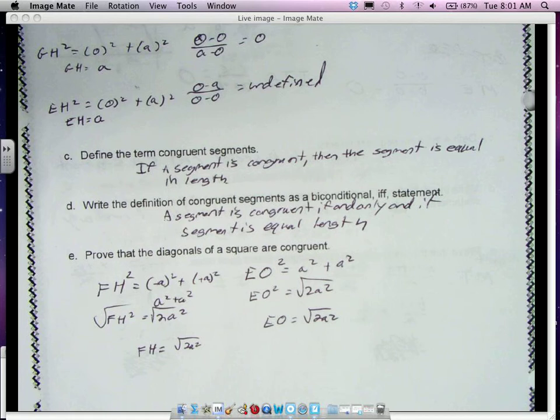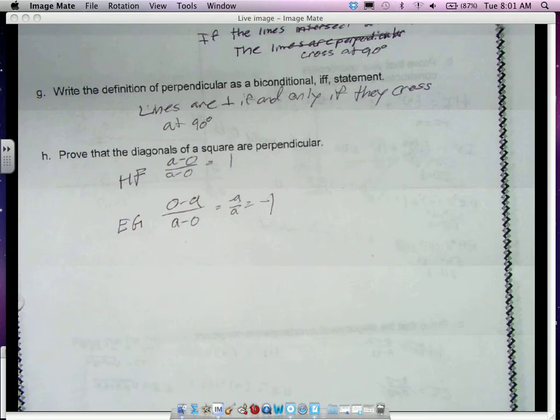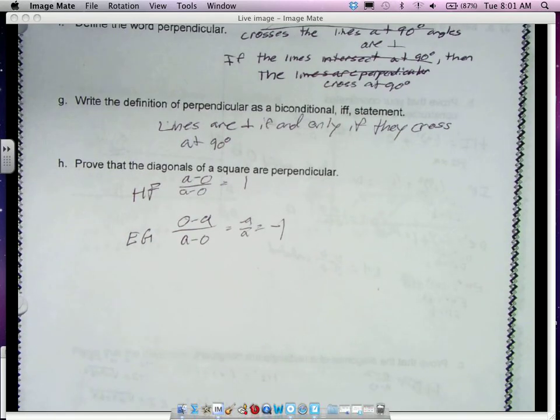Any questions so far about number 2? We ready to move on? Okay, let's look at the back. We got, if the lines intersect at 90 degrees, then they are perpendicular. Excuse me, if the lines are perpendicular, then they intersect at 90 degrees.